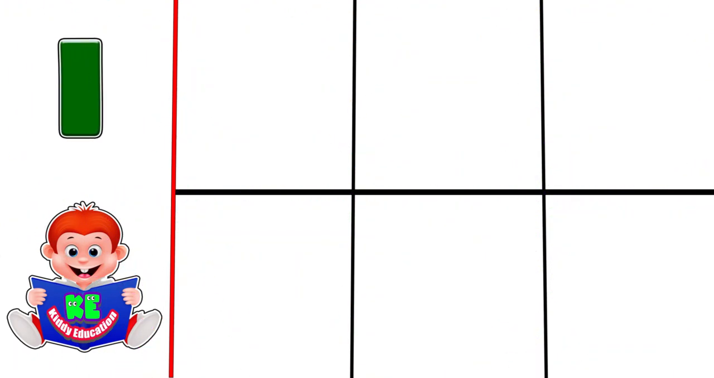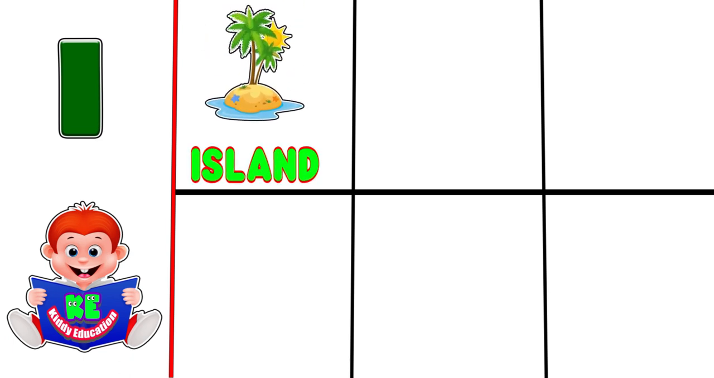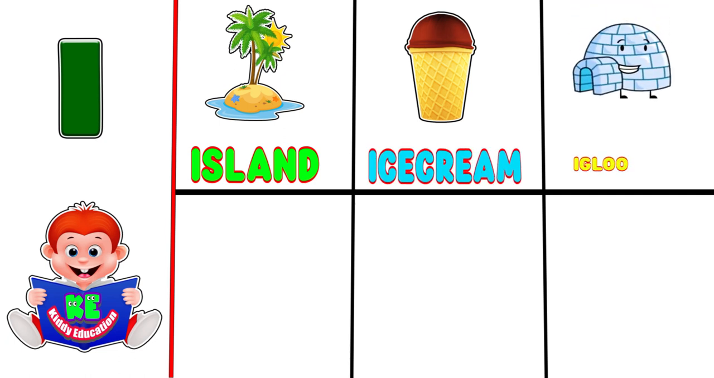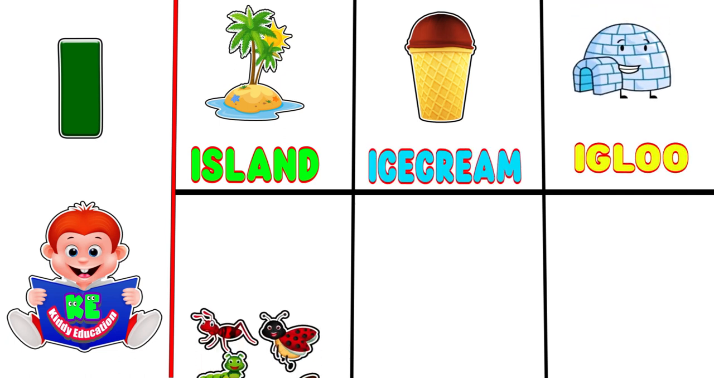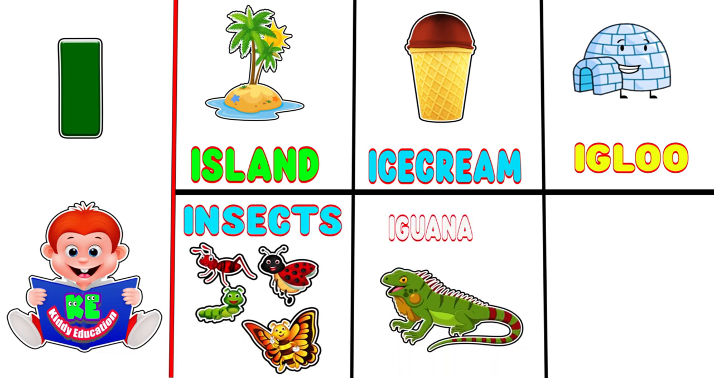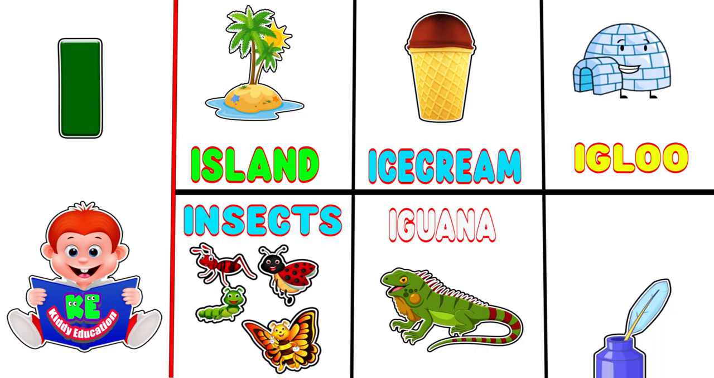I. I is for island. Ice cream. Igloo. Insects. Iguana. Ink.